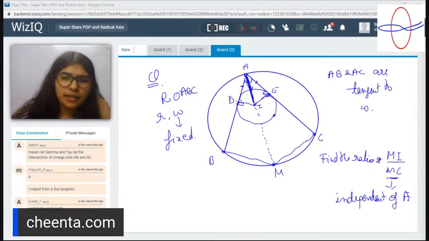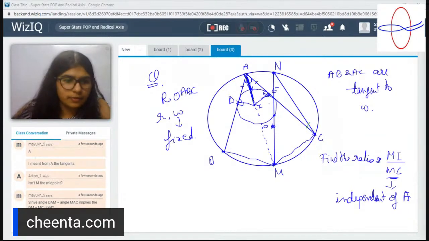Now let's take the circle center O. We join MO and let it intersect the circle. Let this point be N. So MN becomes a diameter. This angle is 90, right? I'm sorry, not DM, it's D. Okay, sorry, that's fine. This is D.